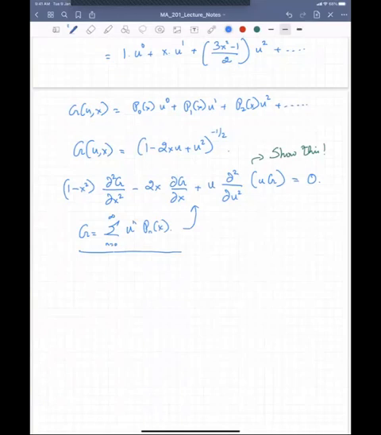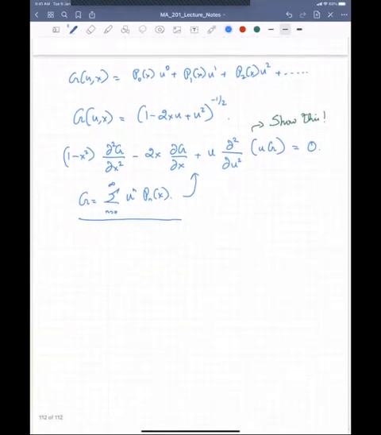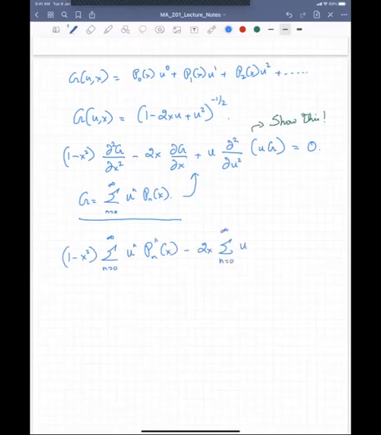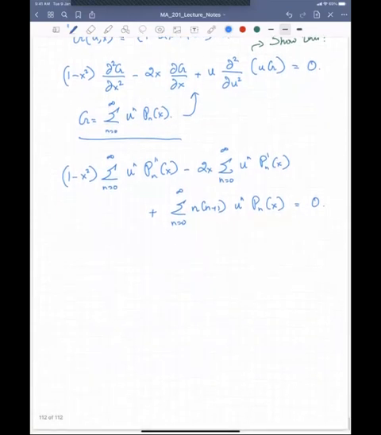And I want to see if Pn satisfies the correct differential equation. If you substitute this in here, you would actually get, and this is something you can easily show, (1 − x²) un Pn double prime of x minus 2x un Pn prime of x, because the differentiation with respect to x will give you a Pn prime of x, and then you would have a third term n times n plus 1 un Pn of x, and this is equal to 0. Now notice that this is a series in u.